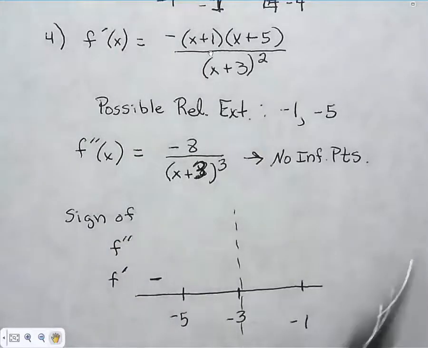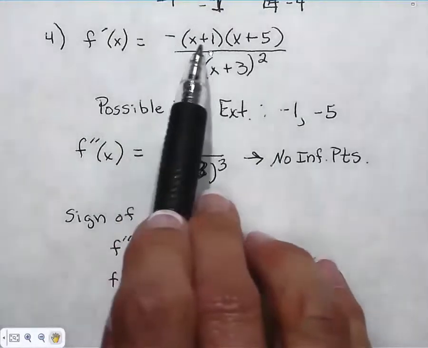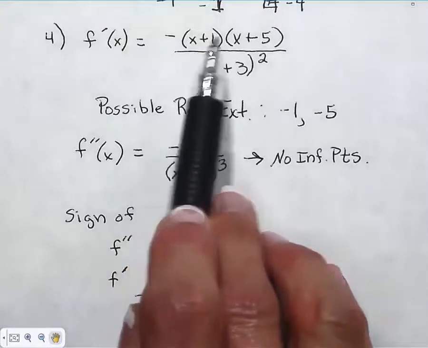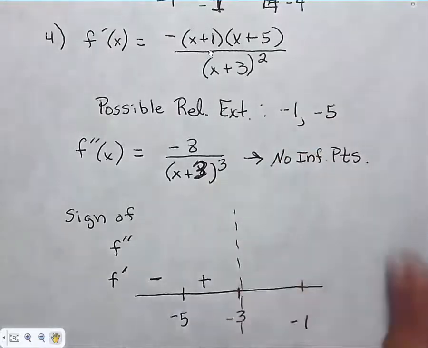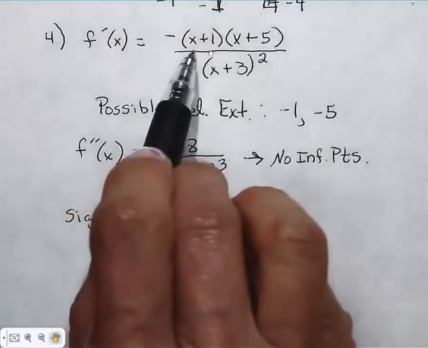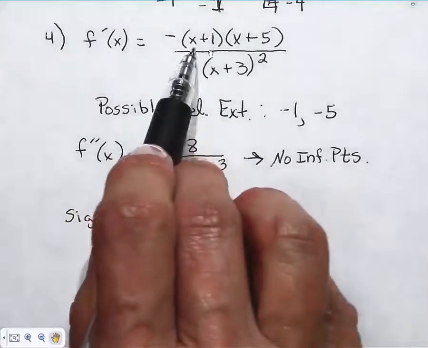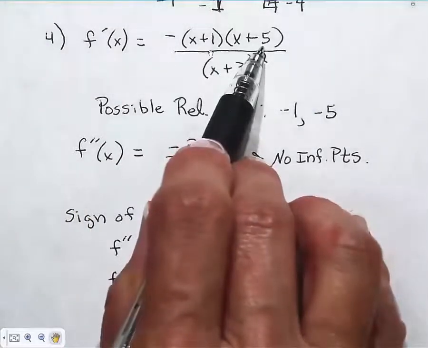What about a negative 4? I have a negative times a positive, and that would give me a positive. What about negative 2? That would be a negative times a negative times a positive would be a.